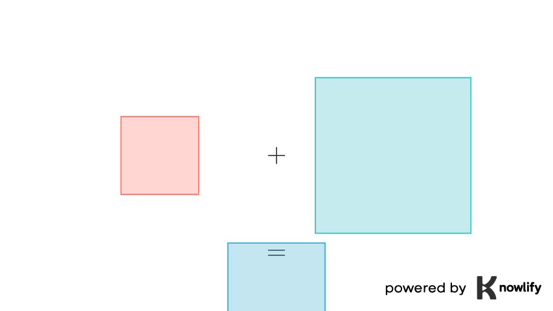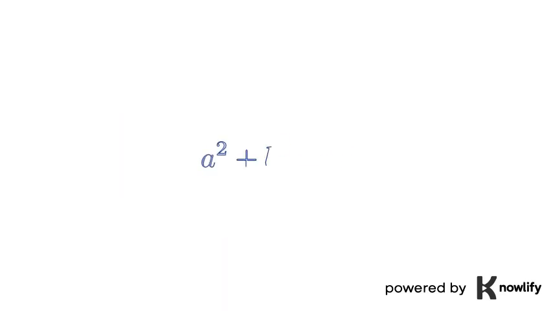Think of it like this. The area of the square on the hypotenuse is equal to the sum of the areas of the squares on the other two sides. This translates to the equation a squared plus b squared equals c squared.